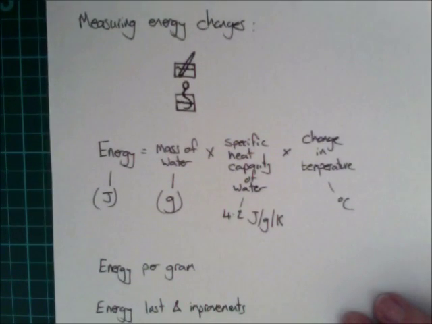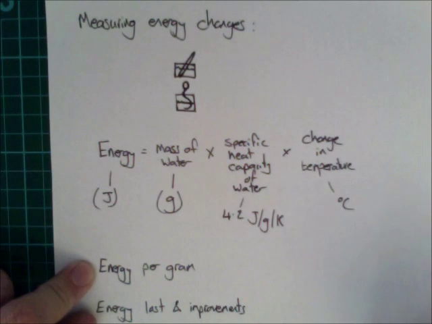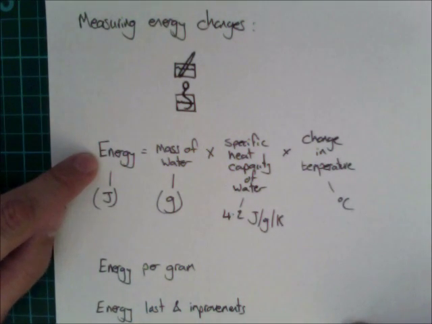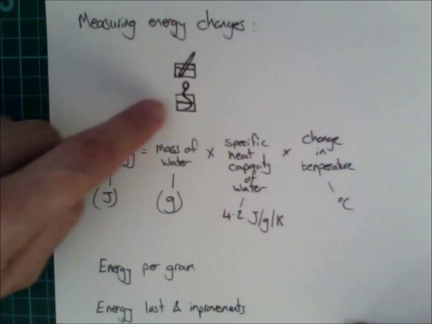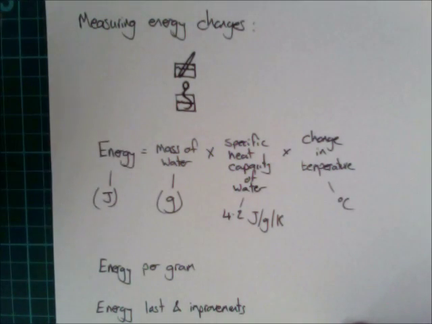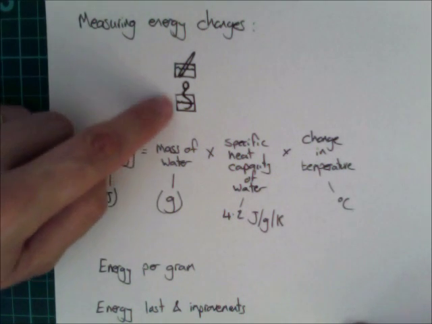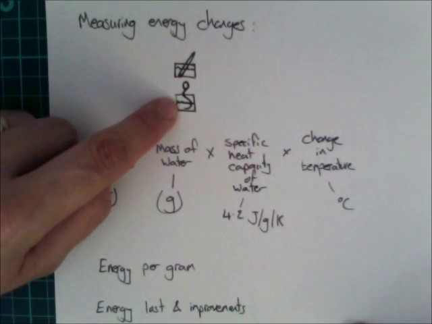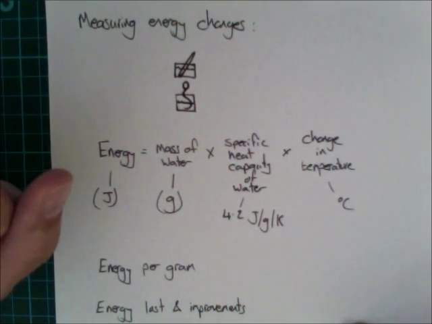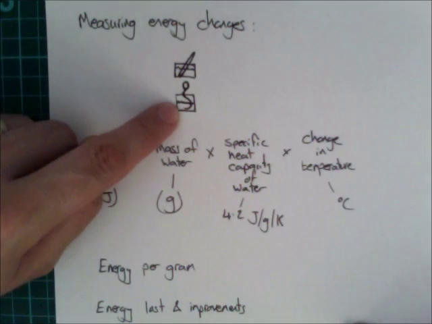Now we can use that to calculate the energy per gram. So the energy per gram is going to be this energy that we've calculated divided by the number of grams of fuel that was burned up during the time it was heating. So the starting mass of this whole jar with the wick and the fuel in it minus the same equipment afterwards to figure out how much was burned.